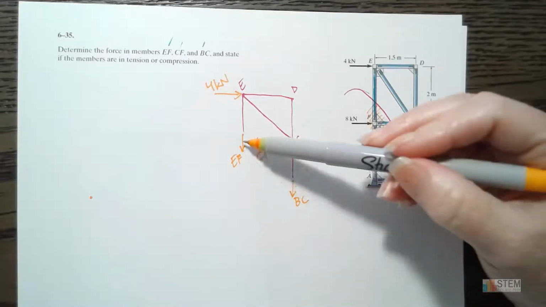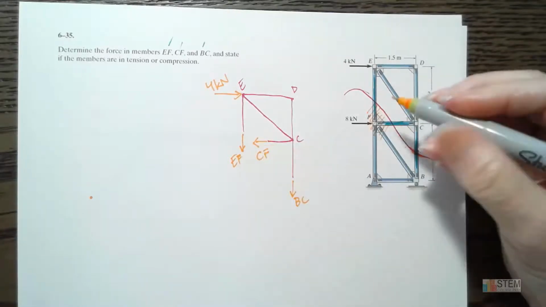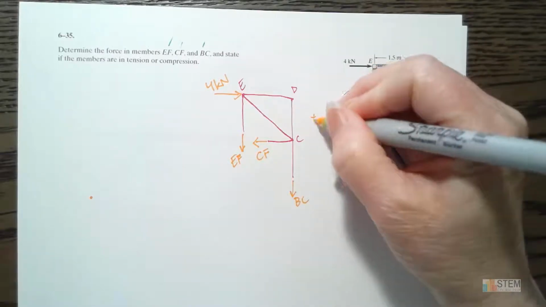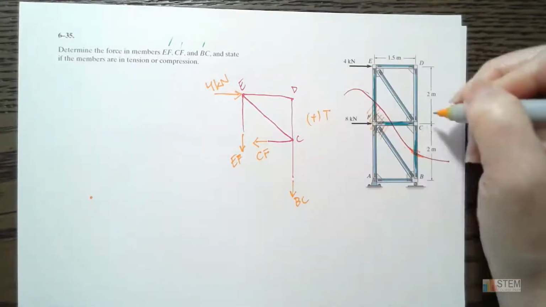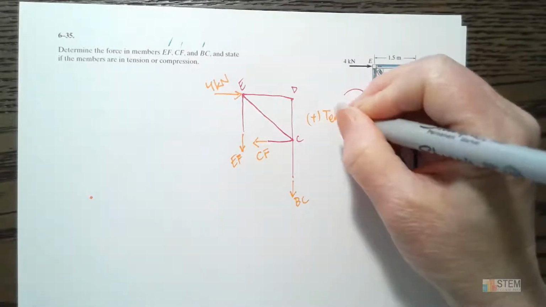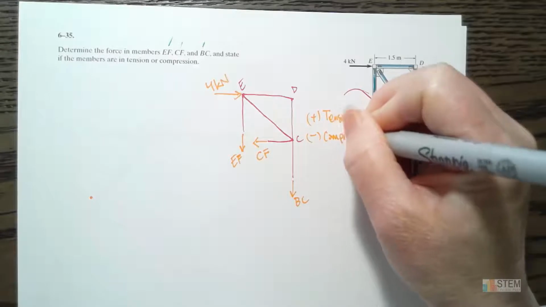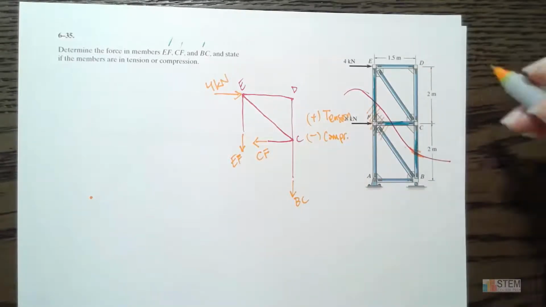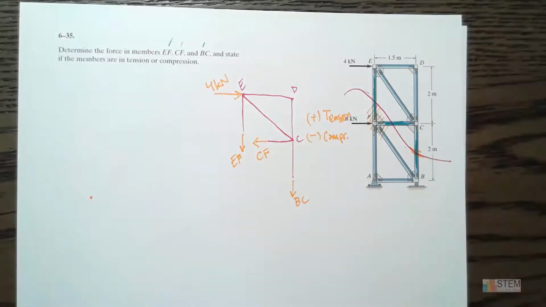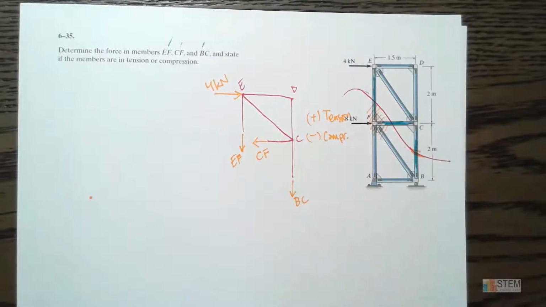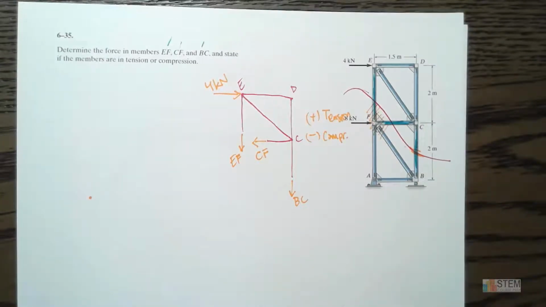The reason why I draw them going out of the section is because then if I get a positive number, that means that member's in tension. If I get a negative number, that means we're in compression. So it makes it really easy to figure out if it's tension or compression. Just always draw the forces going out of the member and it'll make your life easier.